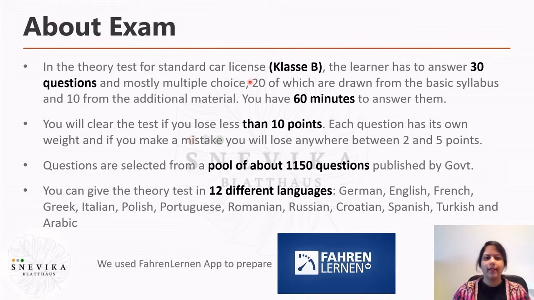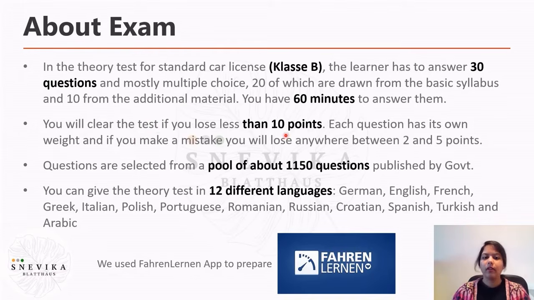About this exam, for a Class B driving license exam, there will be around 30 questions. Most of them are multiple choice questions. You will have around 60 minutes to answer this, and it is more than sufficient. You will have 20 from the basics, that is for all the classes, whichever you are giving, and 10 will be additional questions related to the particular class you are giving. So if it is class B, then you will have 10. If it is class A, then maybe you will have 20 questions related to your license.